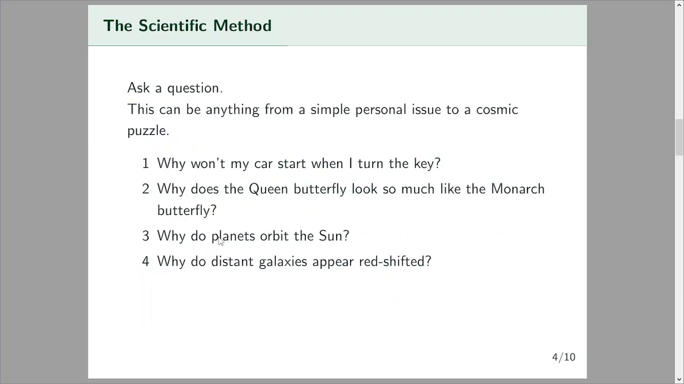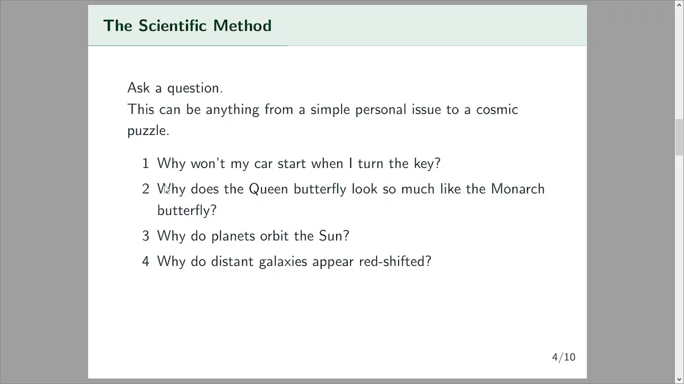And so we ask a question. This can be just a personal issue, a problem you're trying to solve in your house, or it can be a highfalutin question, some kind of cosmic puzzle, right? And so I'm trying to give you a few examples of each. Why won't my car start when I turn the key, right? That's a problem we've all probably had at some point in our lives.